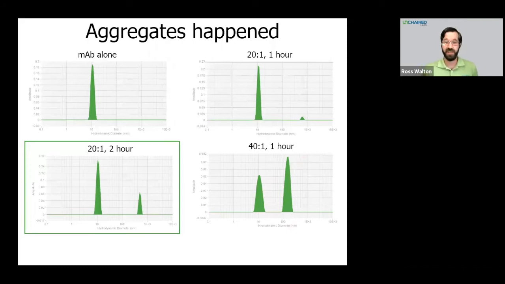Now, DLS is very sensitive, and the intensity of a DLS peak is proportional to the diameter of the particle to the 6th power, which means DLS detects tiny amounts of large particles. So if there's any large particle in a solution, DLS is going to tell you that it's there and it's going to show up in that intensity distribution. So since we already know, based on the UV-Vis results, that the 20-to-1 for 2 hour reaction time had the best combination of yield and degree of labeling, we should take a closer look at this sample and see how much of a problem that aggregation peak actually is.